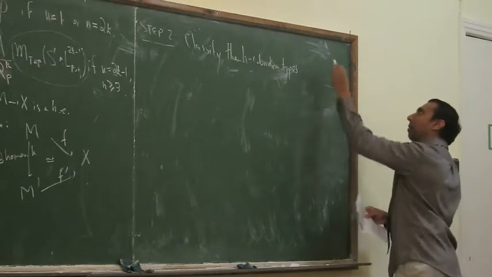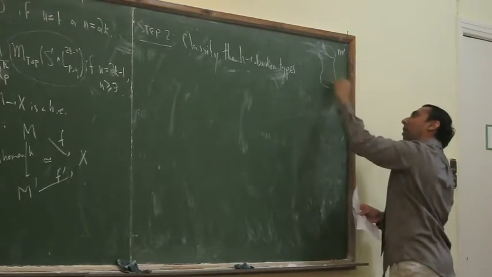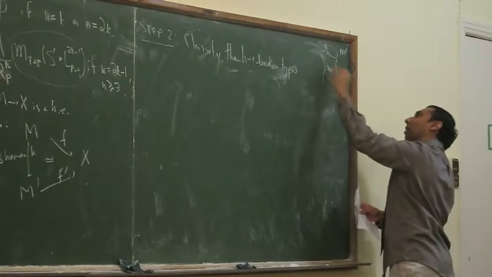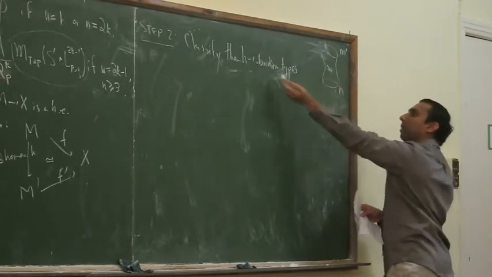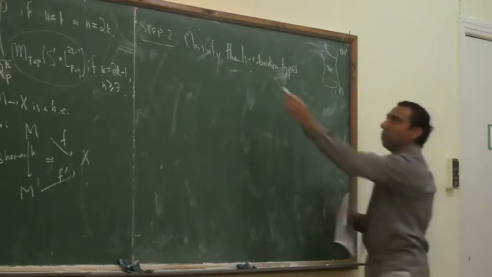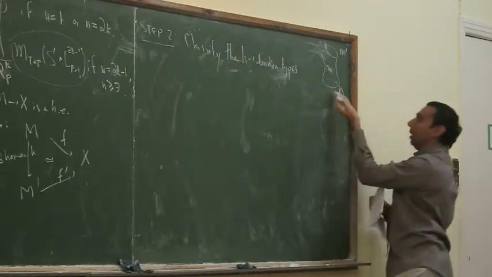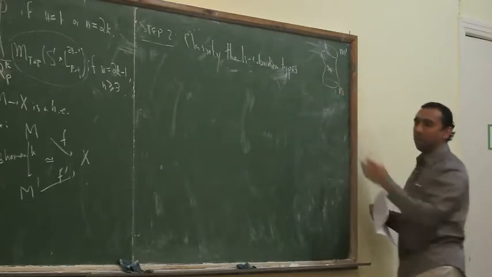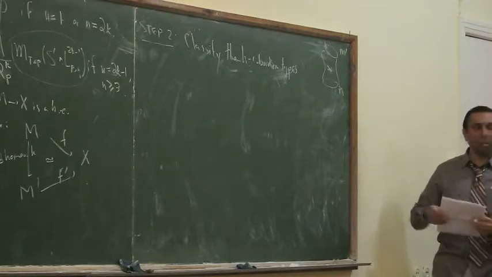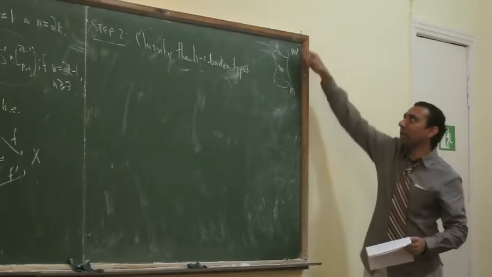So if you have M prime, this is a cobordism between them. It's an H-cobordism, or a homotopy cobordism, if the inclusion of M into here is a homotopy equivalence. In other words, if this is a deformation retract, or strong deformation retract, and same thing over here.